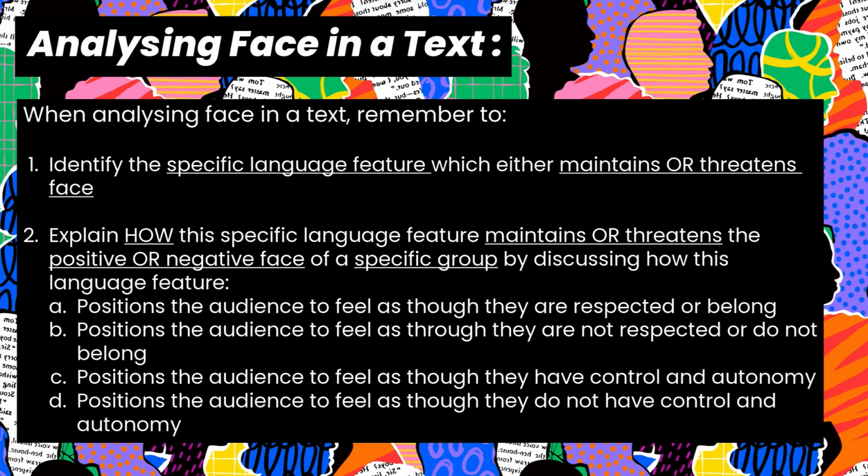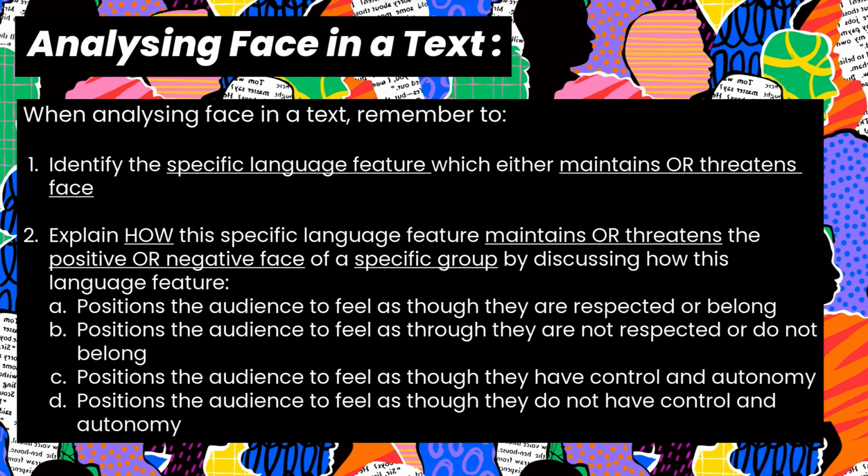Now, this can sometimes be a little bit tricky in our analysis, because here we have to talk about the ways that the language is making this audience, making a specific individual or group feel. And as humans, our brains are sometimes really great at looking at a text and going, "Oh, that language reflects belonging. That language makes this person feel as though they are in control." But our brains aren't always as good at identifying the specific language features that do these things, that impact face in these ways.